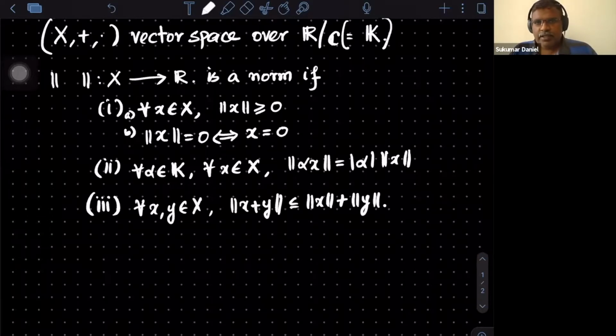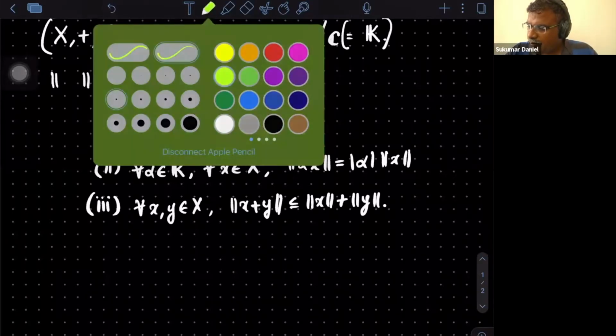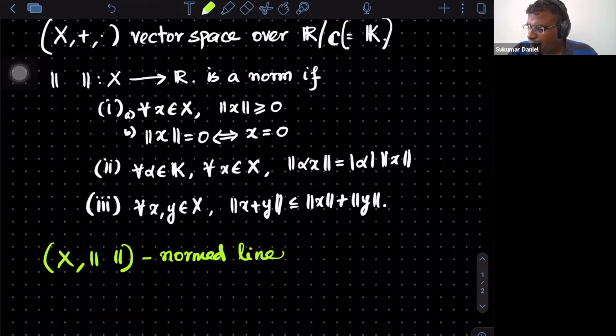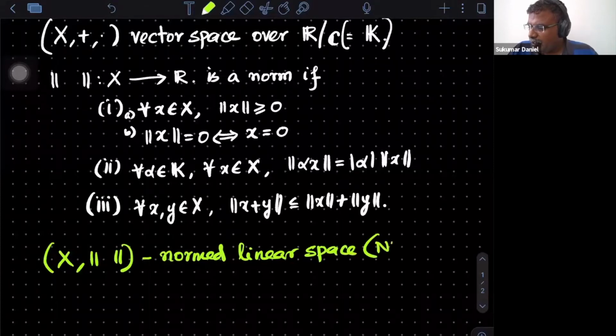A function satisfying these three properties is called a norm on this vector space. Now, considering the vector space X with such a norm, this is called a normed linear space. In short, we may write it as NLS.